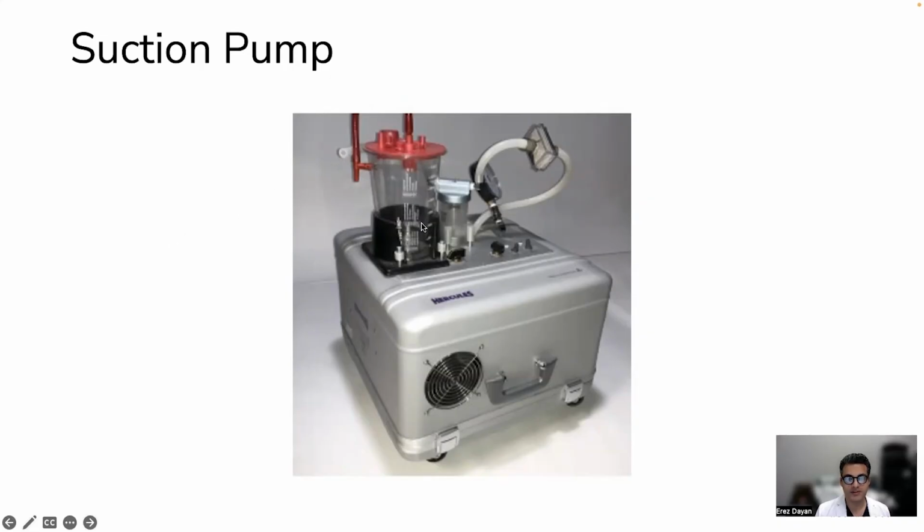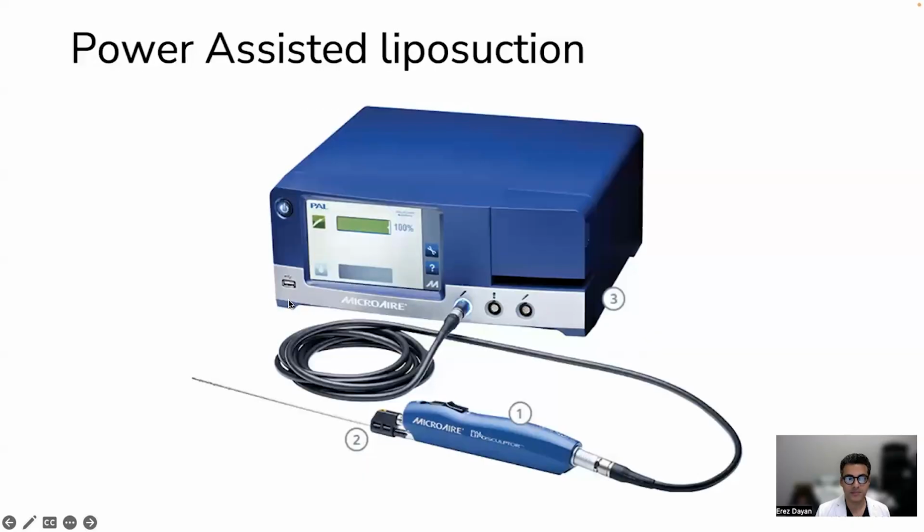Essentially this device creates a vacuum in this canister, and that suction translates to the tubing and the aspiration cannula. There are different ways to aspirate fat. I would suggest when you're starting to just use standard suction-assisted liposuction cannulas. As you do more and become more advanced, there are power-assisted options. This is what most plastic surgeons use, which is the micro-air system. The micro-air system is essentially a liposuction cannula that vibrates in order to dislodge the fat.